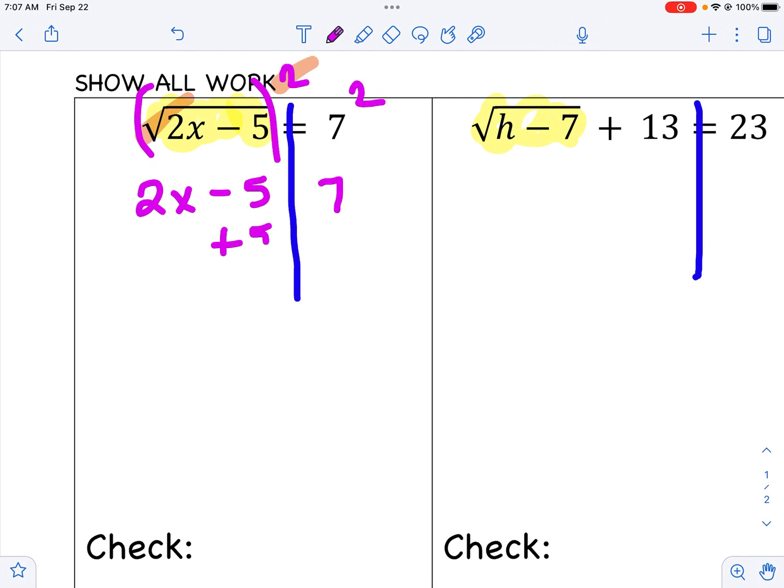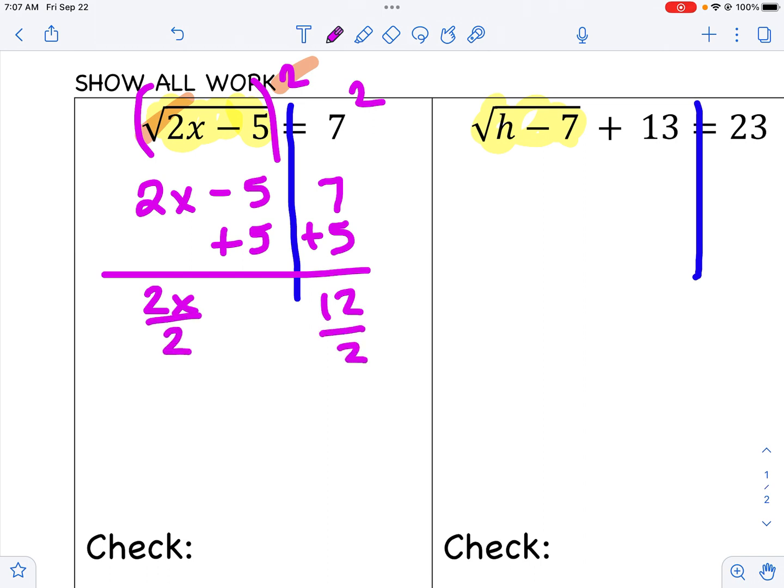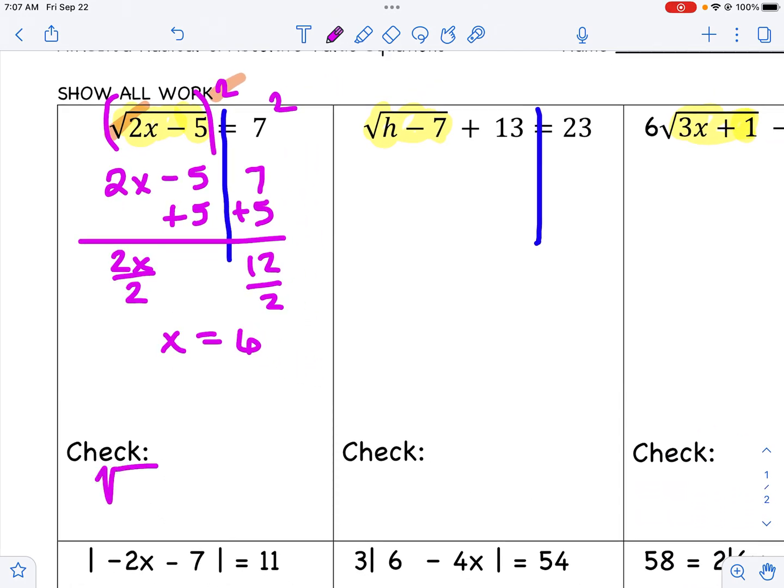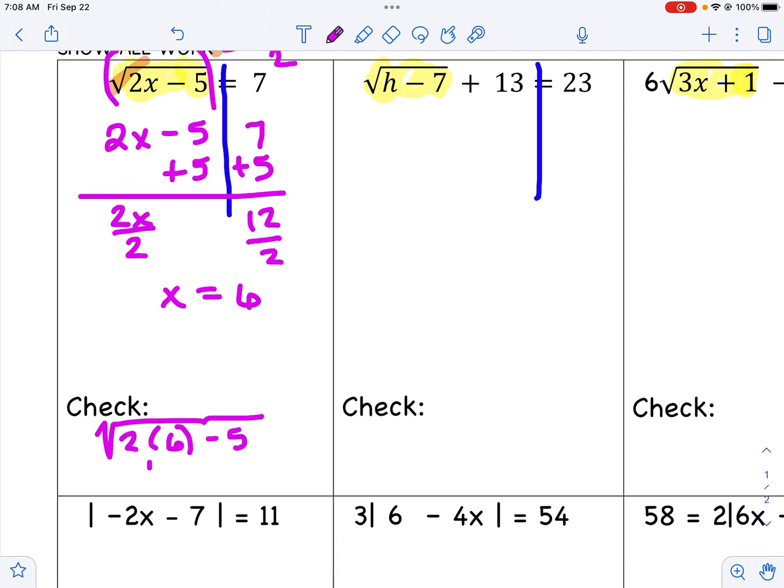And now it's just a plain old two-step algebra problem, so we're going to go ahead and solve it by adding 5 to both sides, dividing by 2, and we put in x equals 6. Now we're going to check it. We're going to go ahead and put it in there. So the square root of 2 times 6 minus 5. And again, the purpose to check is to make sure that what you have as a solution inside the square root does not end up being a negative. And so you can clearly see that that would end up being 12 minus 5, which really is the 7, so it checks.